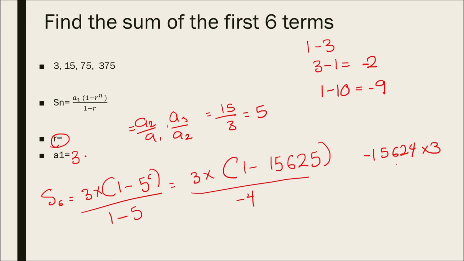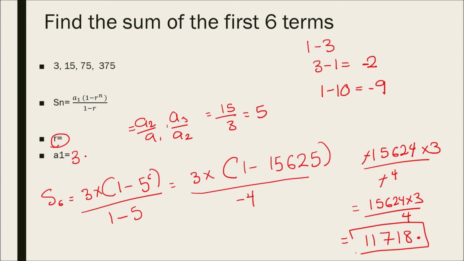Okay, times 3. Remember, there's a 3 here, and over minus 4. So the negative signs can cancel each other. So we have 15624 times 3 over 4. I'm going to use my calculator for that. 15624 times 3 over 4. Our final answer should be 11718. So the sum of the first 6 terms should be 11718.